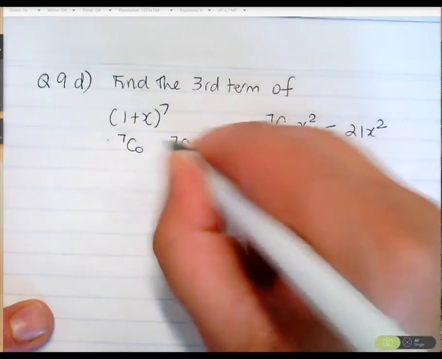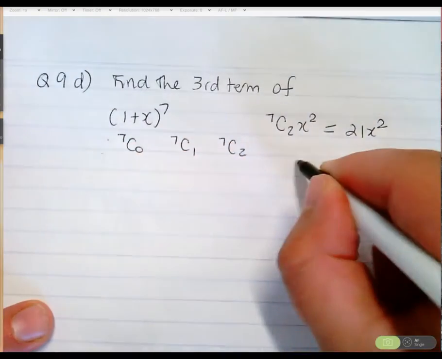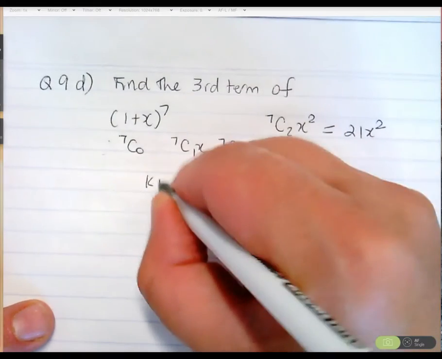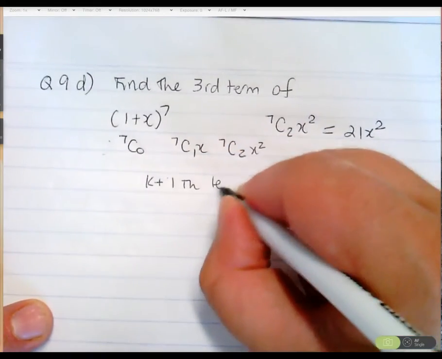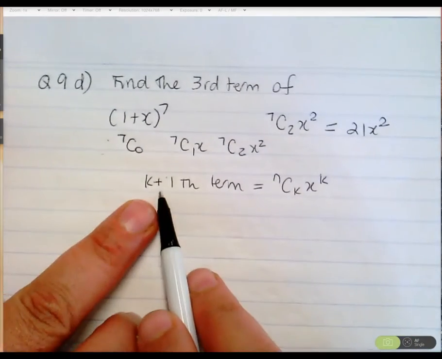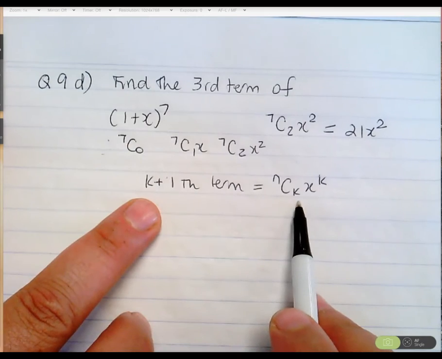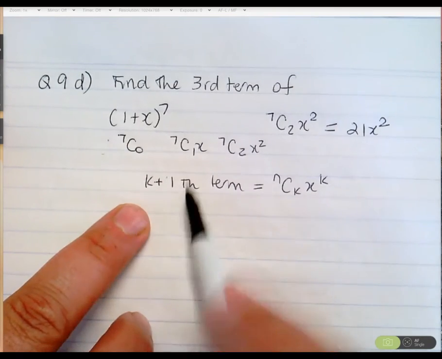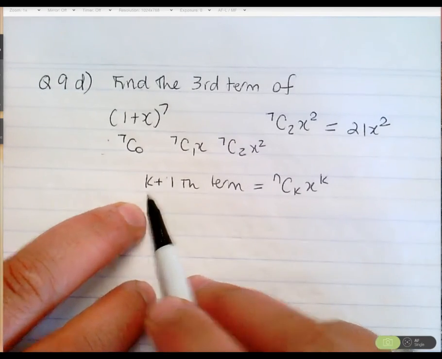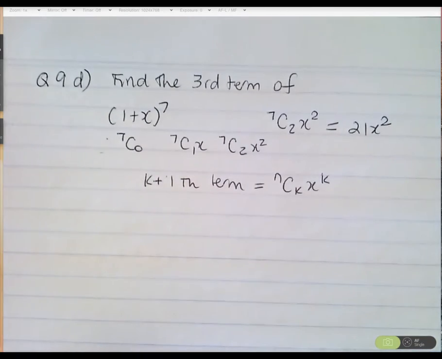So what is it? 21x squared. Now, this is how it starts. The terms go like this, etc. They're the terms. But remember the formula for the k plus 1th term is nck x to the k. So the third term is k is 2. Do you get it? So for the third term, k plus 1, 2 plus 1 makes 3. Look, you've always got your nc0 first. So your 10th term will be the x to the 9. Got it? Your 20th term will be the x to the 19.